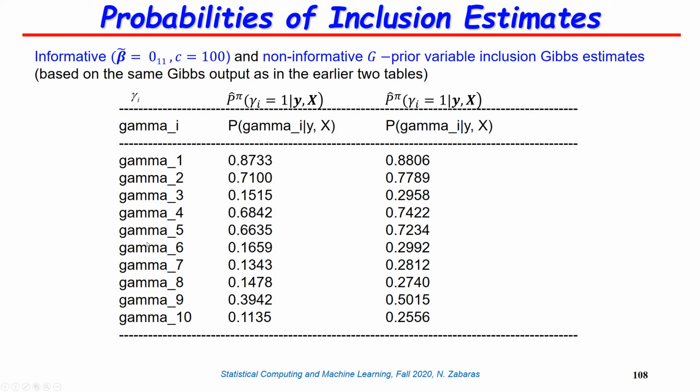And here is what you actually see, a comparison of these inclusion probabilities, for all variables from 1 to 10. The first column is computed for an informative model with tilde beta equal to 0 and C equal to 100, and the second column is computed for the fully non-informative G prior model, where C again has been integrated out, and obviously these results are more reliable if you don't have any prior knowledge on C, and they eliminate any worries that you may have by using a specific value for C. There's no C coming here, so these are the results that I will actually advocate for using in your analysis.